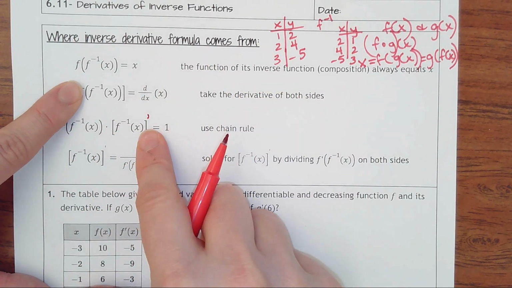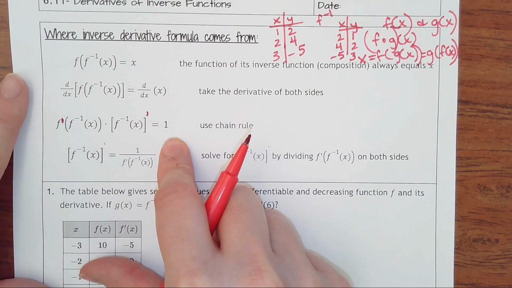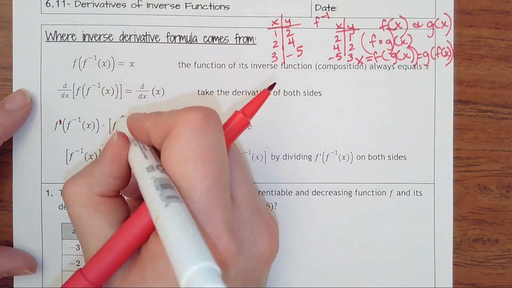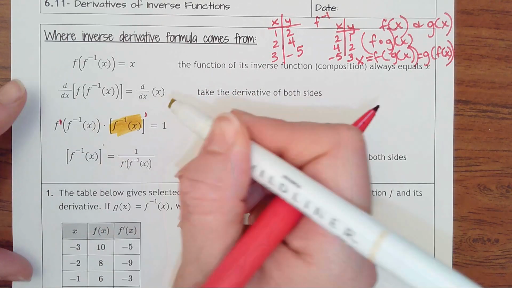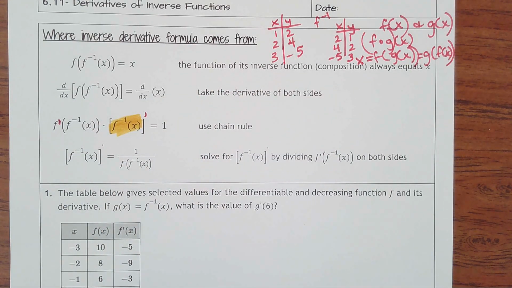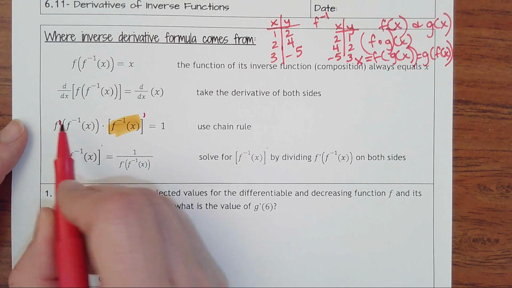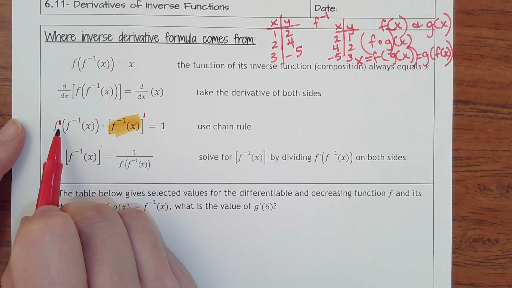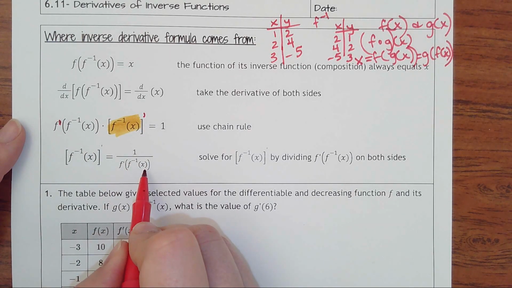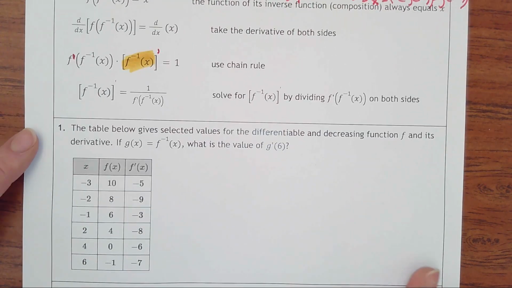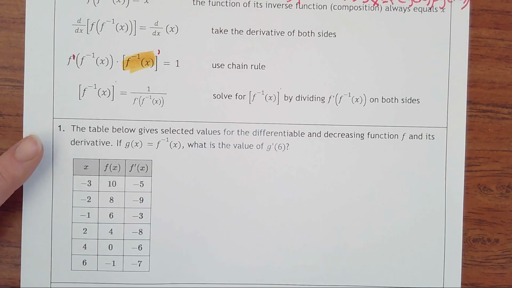And then the derivative of x is simply 1. What part we're solving for is the derivative of the inverse. And so we would divide away the f prime of the inverse. Okay, so it's not as bad as it seems.